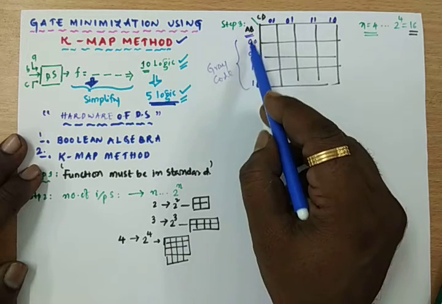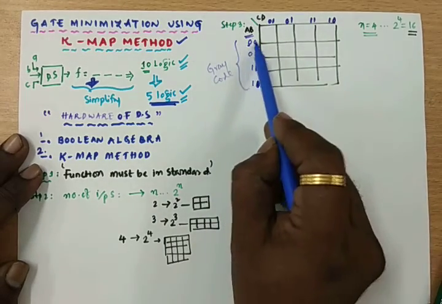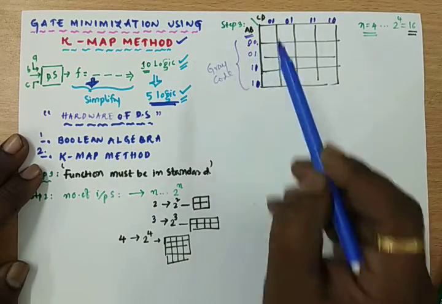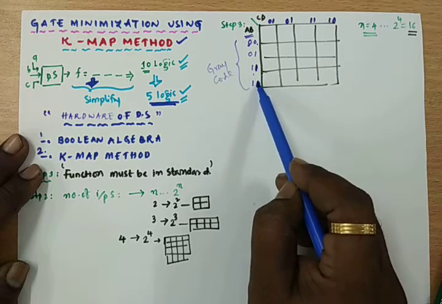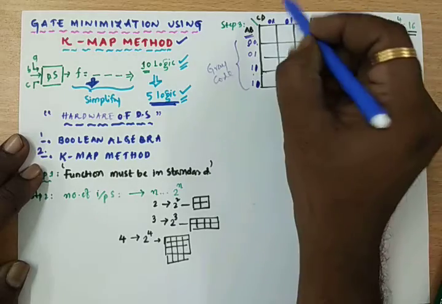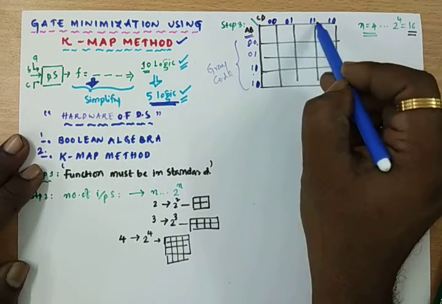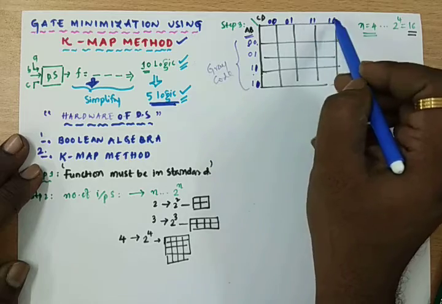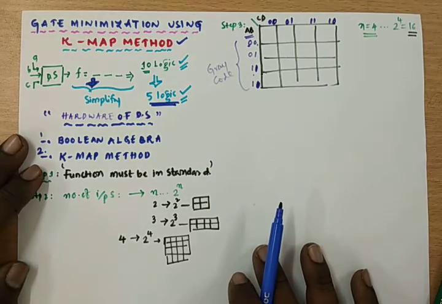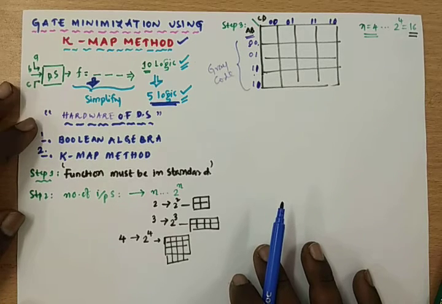And if you take any 2 consecutive cells, they differ in only 1 bit position. 00 and 01 differ in 1 bit position. 01 and 11 differ in 1 bit position. 11 and 10 differ in only 1 bit position. This is about what? It is the third step.